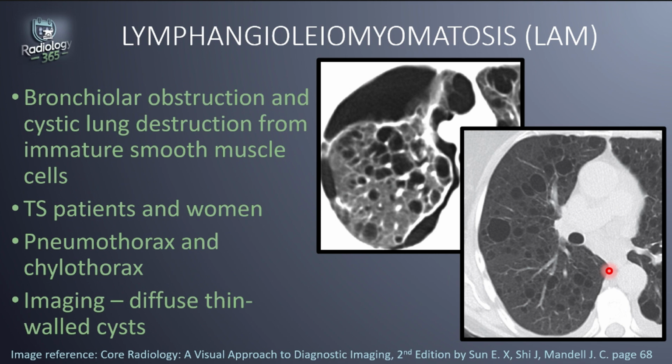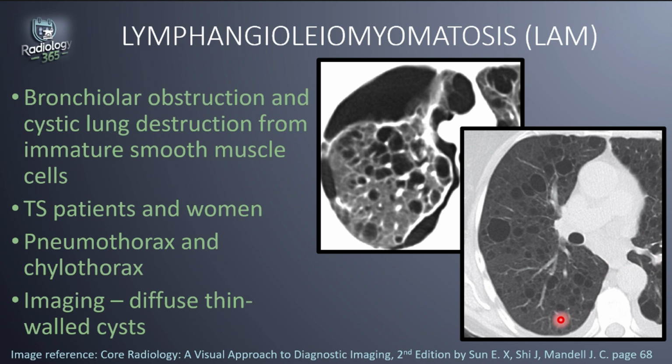This is a diffuse cystic lung disease caused by bronchiolar obstruction and lung destruction due to proliferation of immature smooth muscle cells in small vessels, in lymphatics, and in bronchioles. Approximately 1% of patients with tuberous sclerosis have lymphangioleiomyomatosis. Tuberous sclerosis is a triad of seizures, mental retardation, and adenoma sebaceum. There are other radiological features that point to tuberous sclerosis, but that is beyond the scope of this discussion.